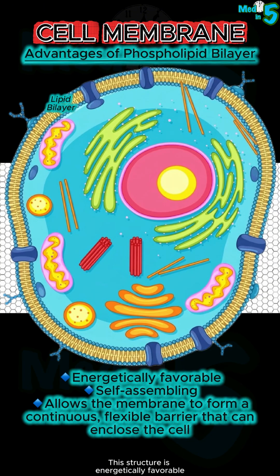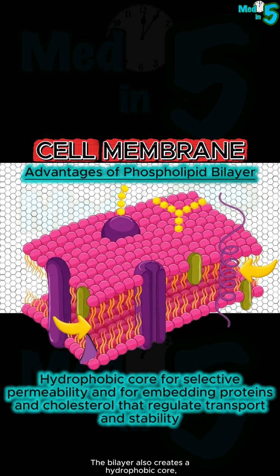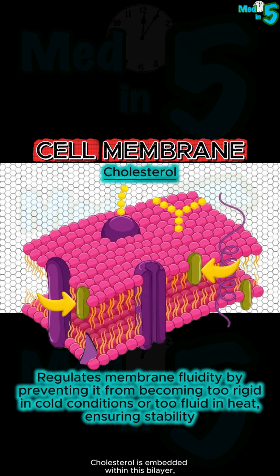This structure is energetically favorable and self-assembling, and it allows the membrane to form a continuous, flexible barrier that can enclose the cell. The bilayer also creates a hydrophobic core, which is essential for selective permeability and for embedding proteins and cholesterol that regulate transport and stability. Cholesterol is embedded within this bilayer, where it regulates membrane fluidity by preventing it from becoming too rigid in cold conditions or too fluid in heat, ensuring stability.